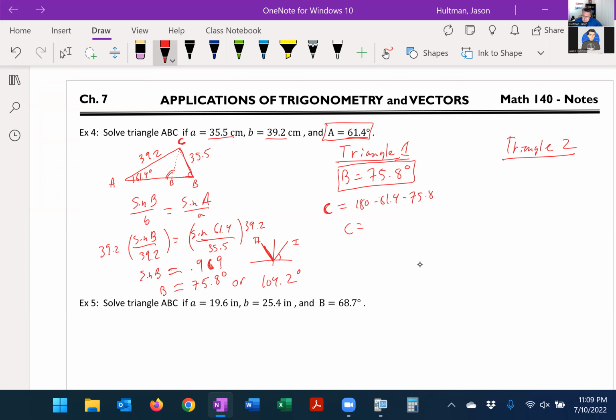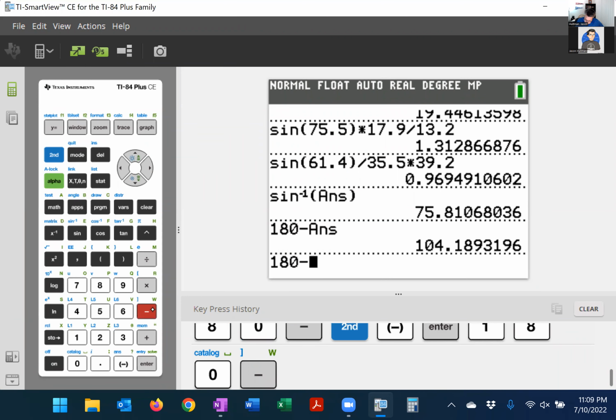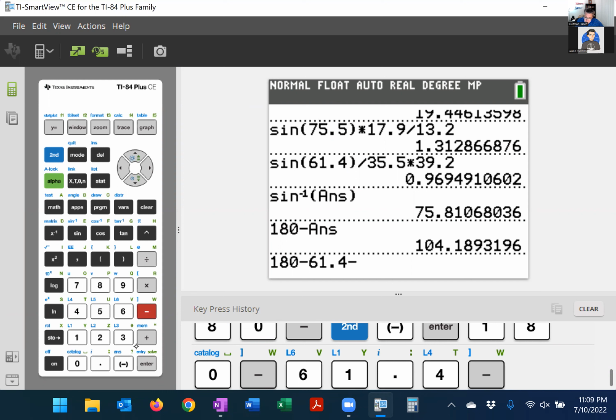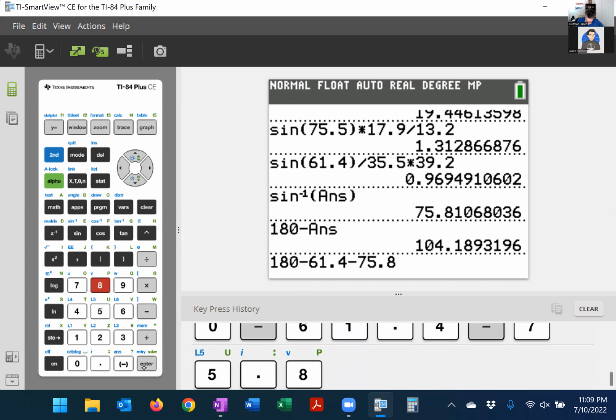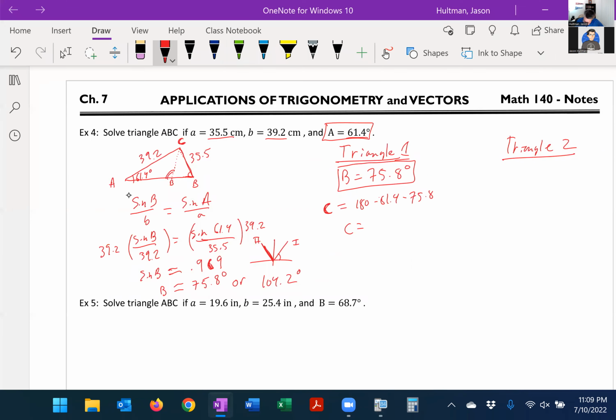So angle C is going to be what? 180 minus 61.4 minus 75.8 is 42.8. Okay, so that's 42.8 degrees. So that's angle C. Now, how would we find side C?